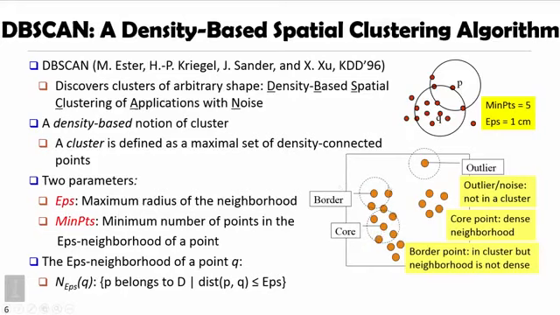But if it itself does not have that many neighbors, but it can be reached by the cluster, we call it a border. But if it's isolated, cannot form a cluster, and cannot be reached by other clusters, we call this one an outlier or noise.